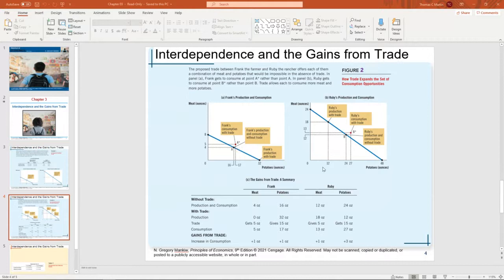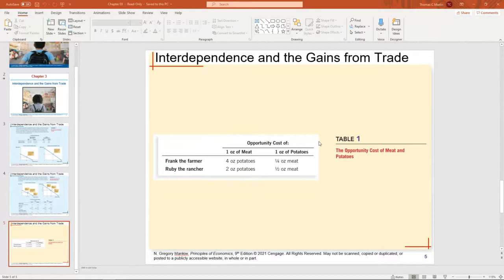Now, here we can look at the opportunity cost. Now we're comparing the products to each other. We're not looking at the minutes. We're looking at their production. Frank the farmer, with 4 ounces of potatoes, gives up a quarter ounce of meat. Ruby the rancher, 2 ounces of potatoes, and a half ounce of meat.